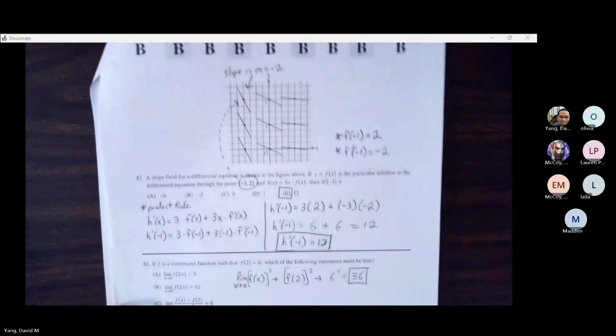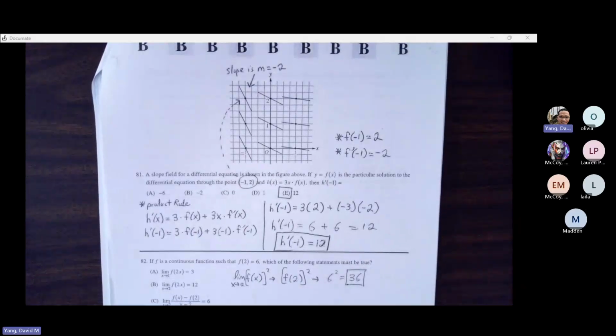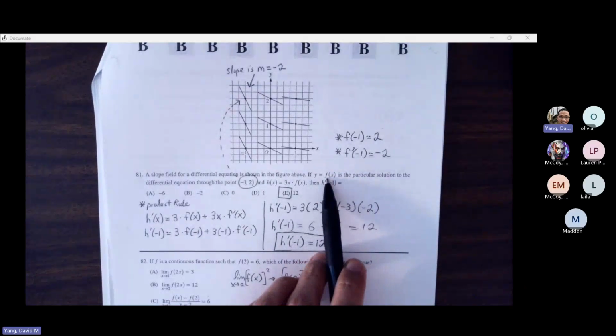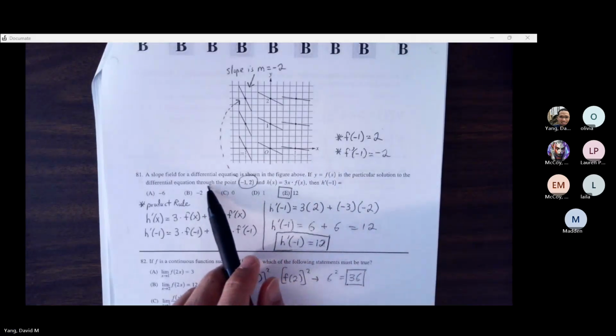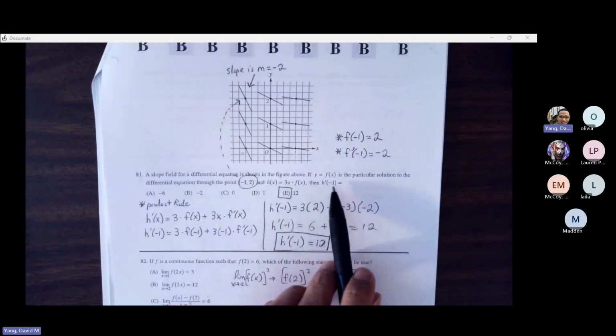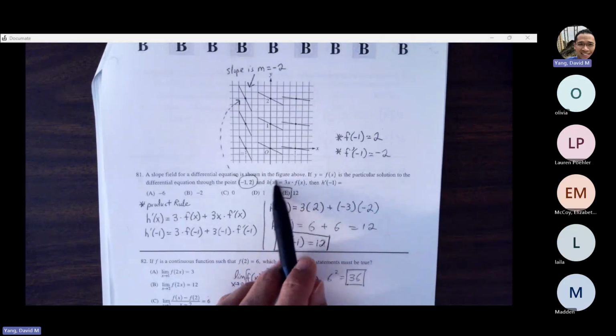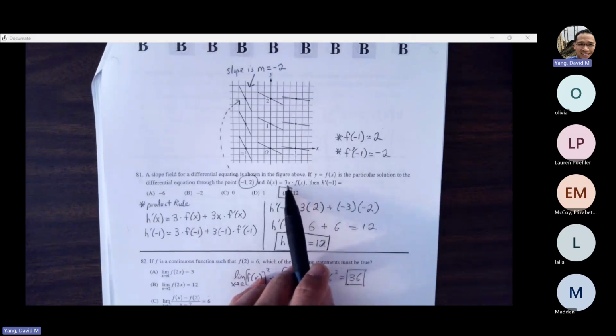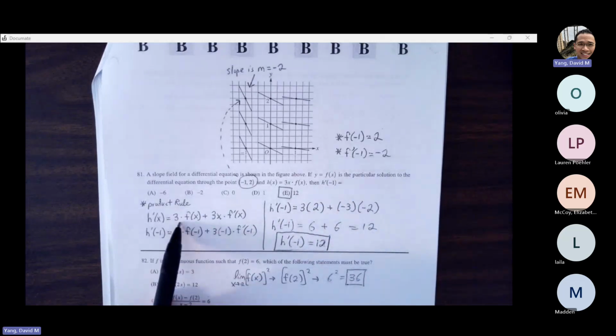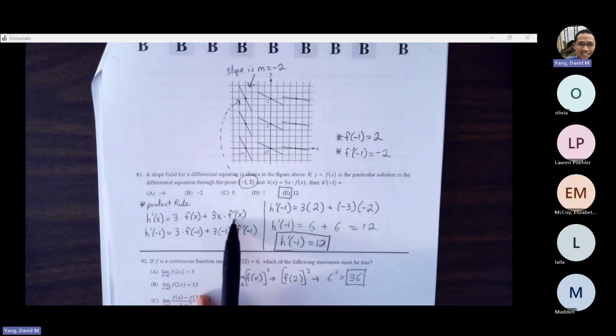Next up, 19. A slope field for a differential equation is shown in the figure above. If y equals f of x is the particular solution to the differential equation, then h prime of negative 1 equals. So if I want to find h prime of negative 1, I first have to build out h prime of x. To get to h prime of x, I'll have to go through, in this case, product rule, because 3x times f of x. So f prime g plus f g prime. So 3x becomes 3. We keep the g function, back to the f function, and then f prime. Replace all the x's with negative 1.